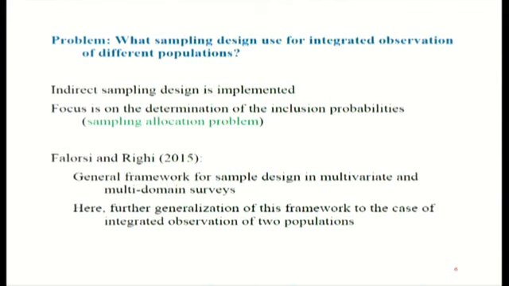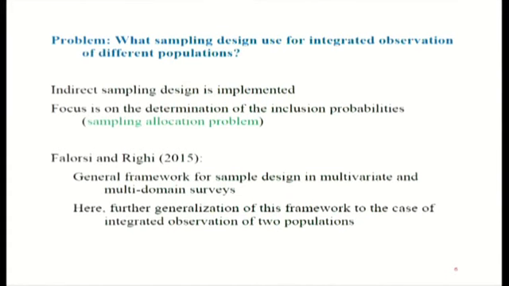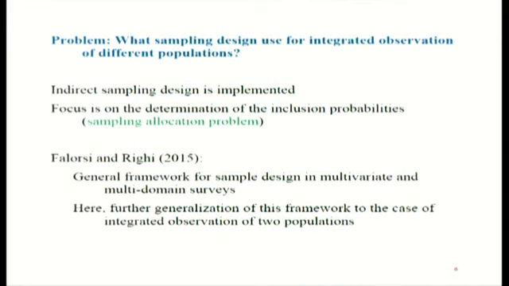The problem is what sampling design to use for the integrated observation of different populations. Indirect sampling design is implemented. The focus of this presentation is the determination of optimal sampling sites, but when we have multivariate, many variables of interest, and a multi-domain problem, with different domains of interest. This presentation is a generalization of the Falorsi paper in Survey Methodology 2015.